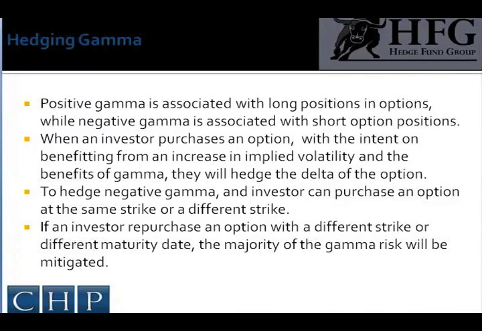When an investor purchases an option with the intent of benefiting from increases in implied volatility and the benefits of gamma, they will generally hedge the delta of the option. That would be the strategy. The delta of the option is the theoretical risk associated with the directional underlying movement of the market. When the delta is hedged, on a long position, an investor can short the underlying market. The gamma will change and the delta of the position will change as historical volatility will drive the probability of the option.